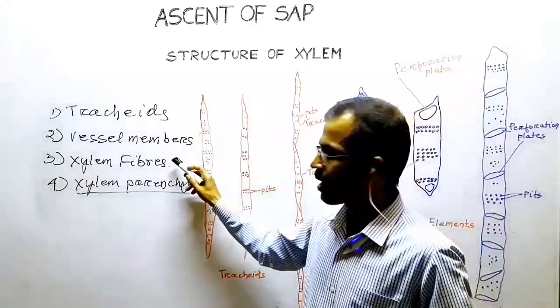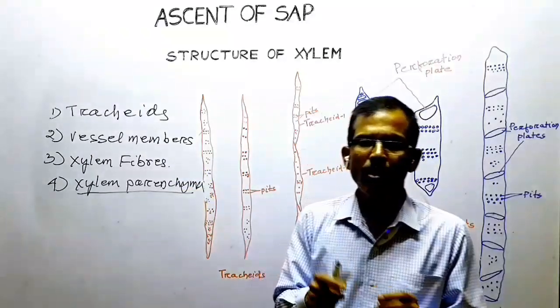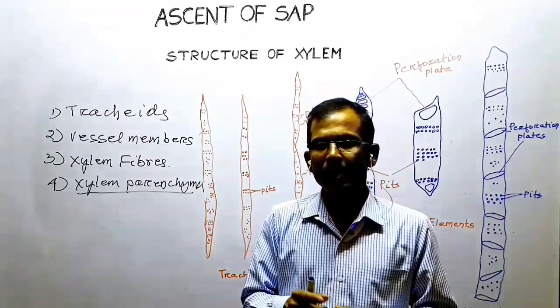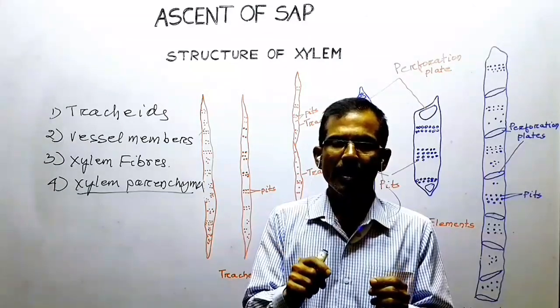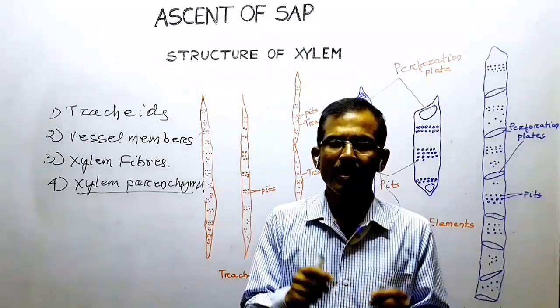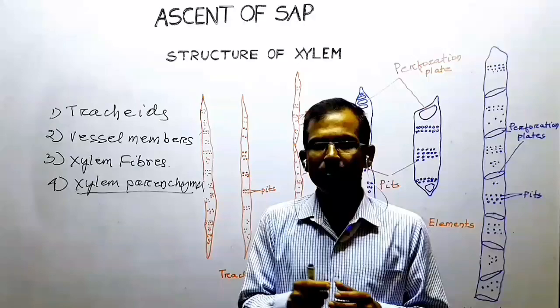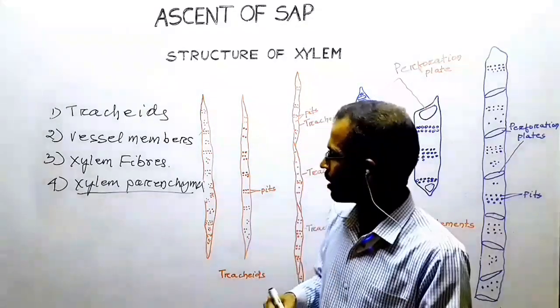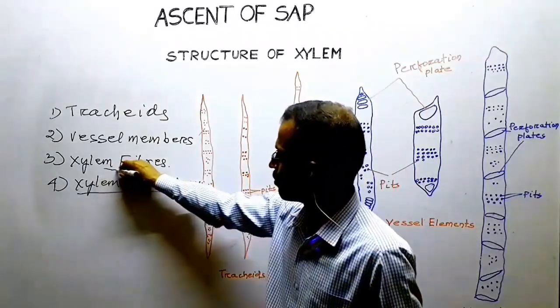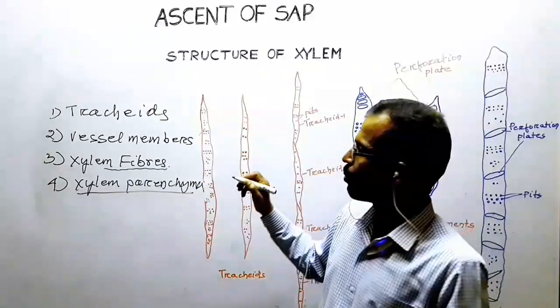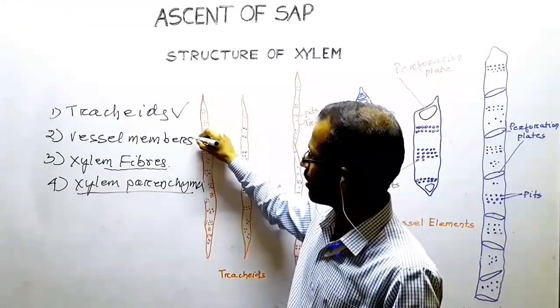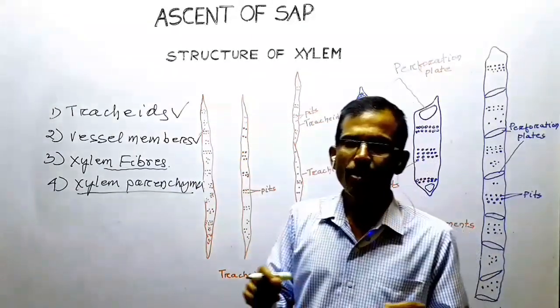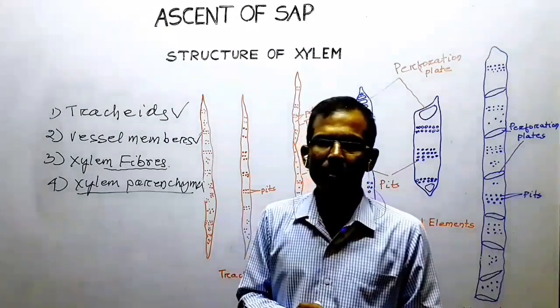Xylem fibers are narrow, elongated, non-living cells. They have highly thickened, lignified secondary wall. Their function is to provide structural support. Other two components are tracheids and vessels. They are known as tracheal elements.